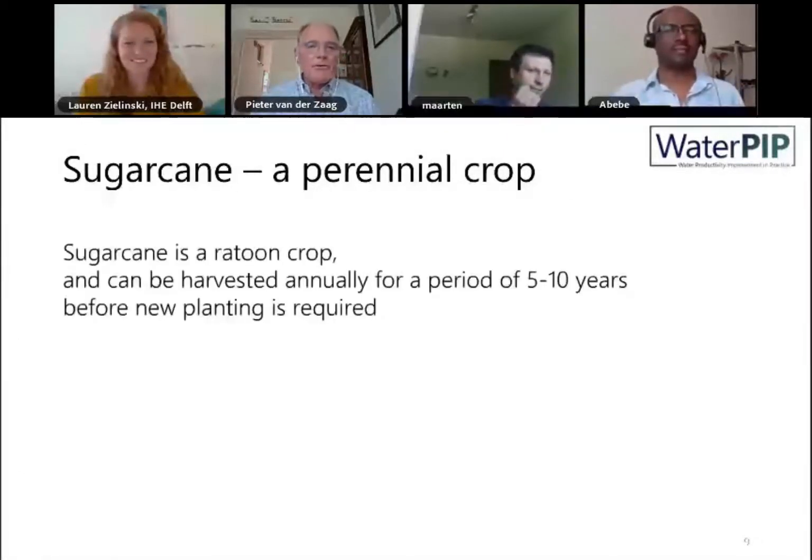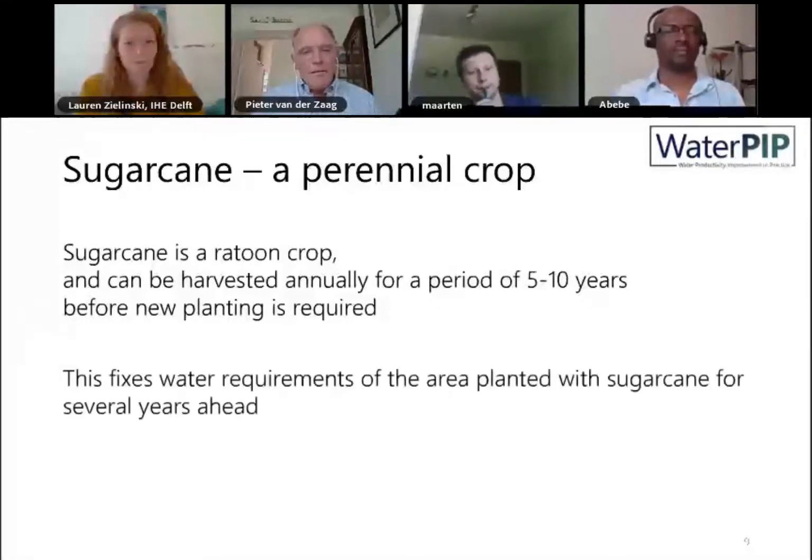Sugarcane is a perennial crop. We have heard about the ratoons. Typically, a crop is standing there for 5 to 10 years. This means that it fixes water requirements of the area planted with sugarcane for several years ahead. And that's a very important implication for basin management.